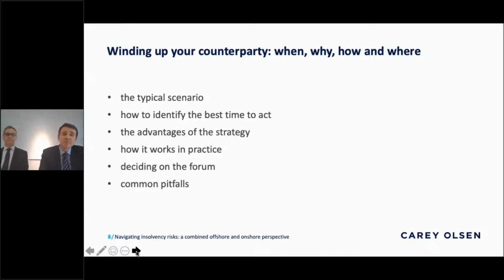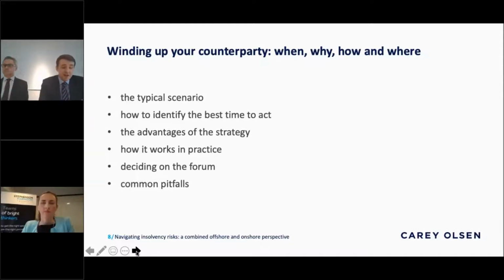That's not always the case. I don't know, Eloise has a lot of experience of this, but in Hong Kong, for example, you can wind up foreign companies, and if it's the case that the assets are here in certain circumstances, that might be easier. And so finally on here, just common pitfalls of this.